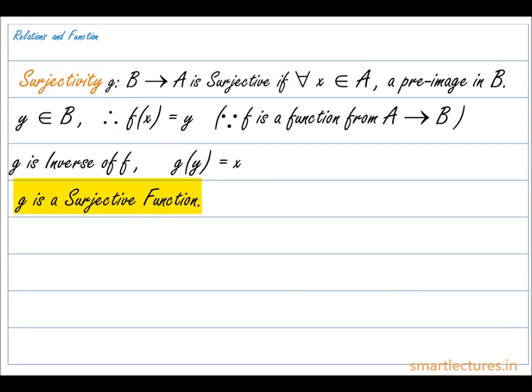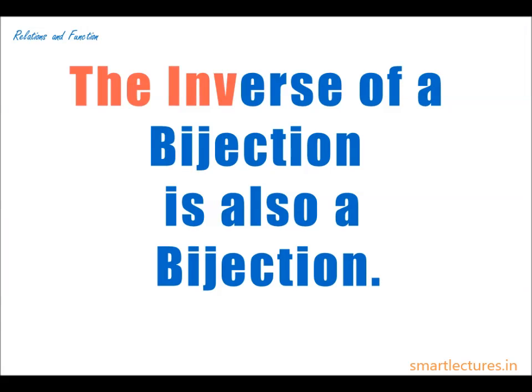Now the given function is injective as well as surjective, so that means the given function g is a bijective function. So if f is a bijection, then g, the inverse of f, is also a bijection.